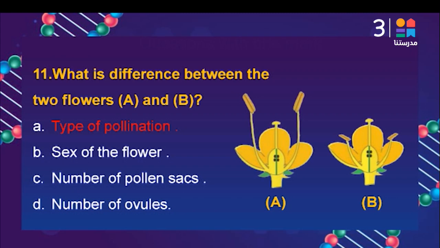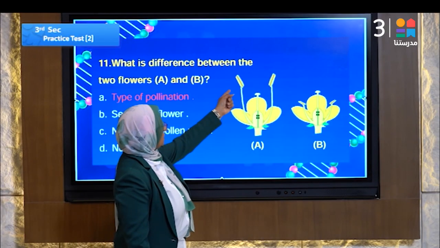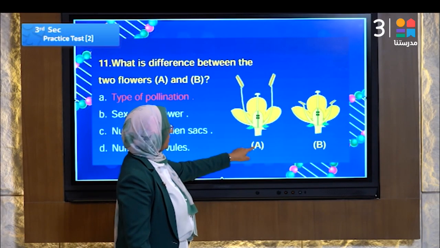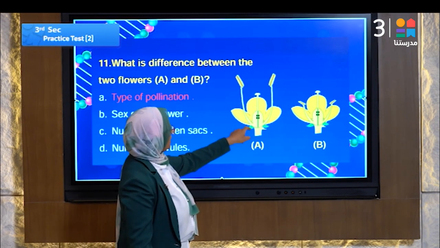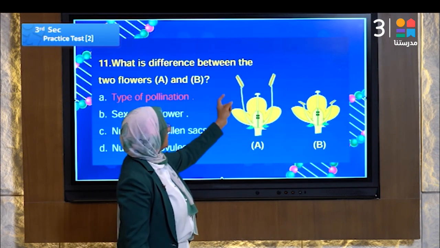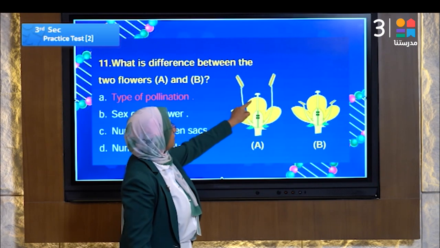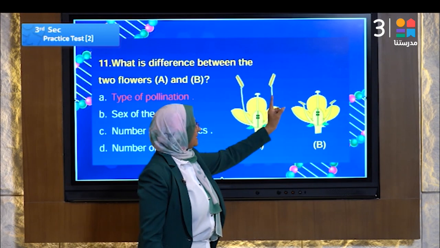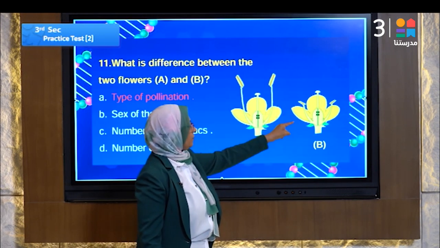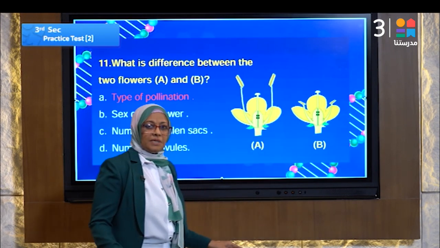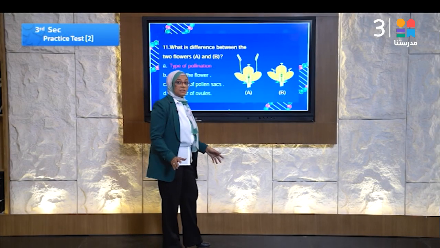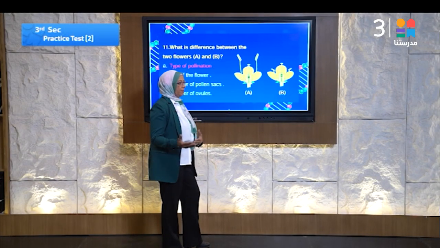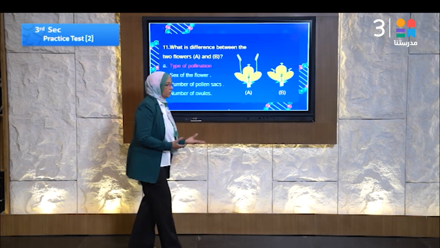So the answer is, types of pollination means how to transfer the pollen grain from anther to the stigma. Here, number A, the type of pollination is a self-pollination because anther transfers the pollen grain to the stigma by air. The second one, the stigma is higher than the anther, so it will not be self-pollination. It is a cross-pollination, where the pollen grain comes from other flowers.